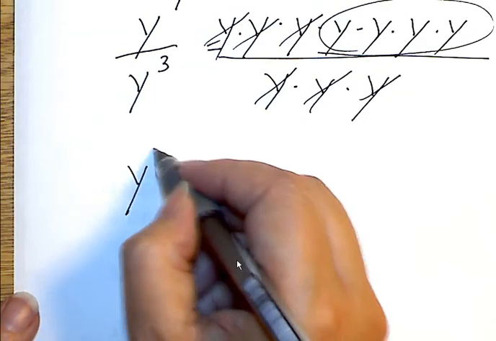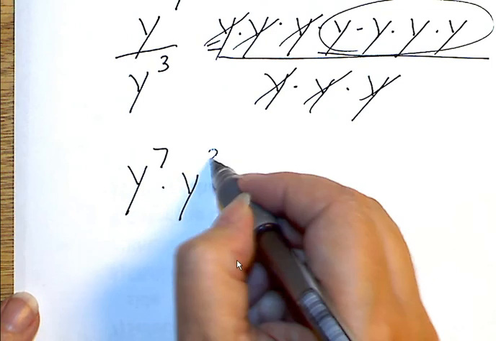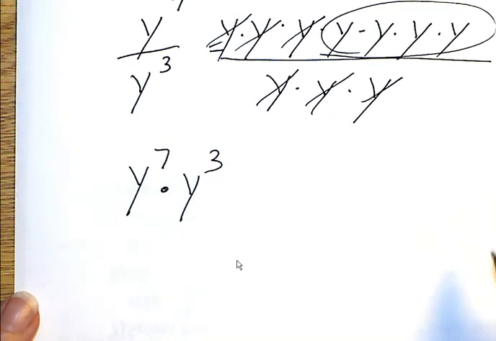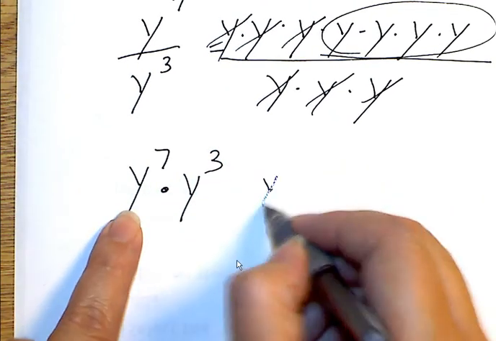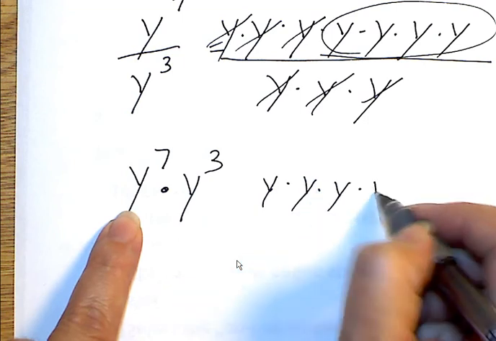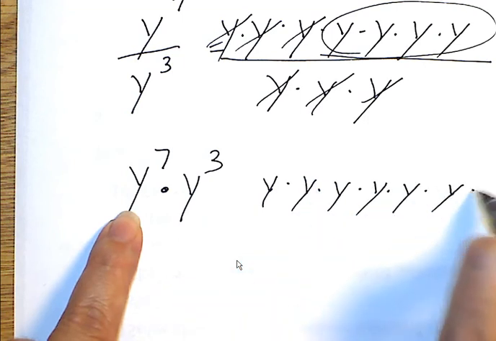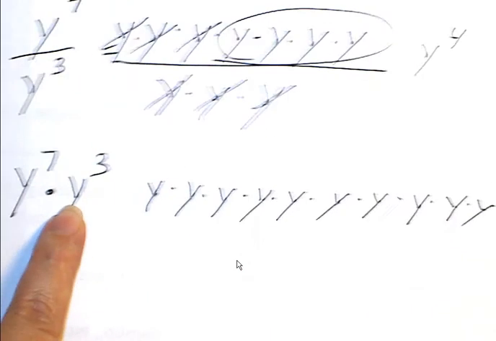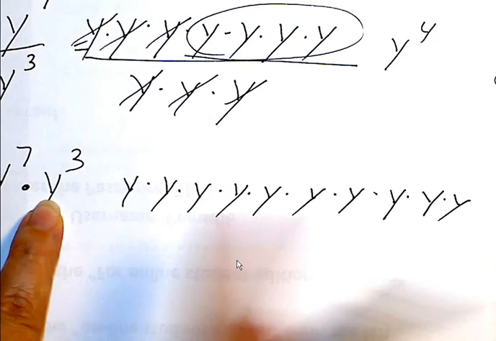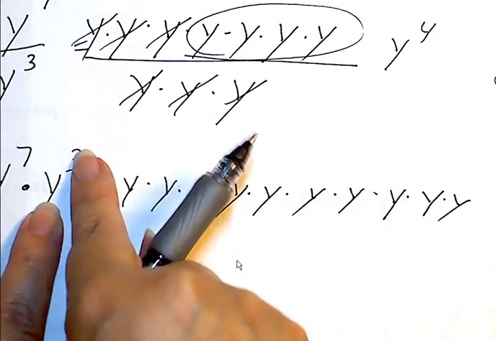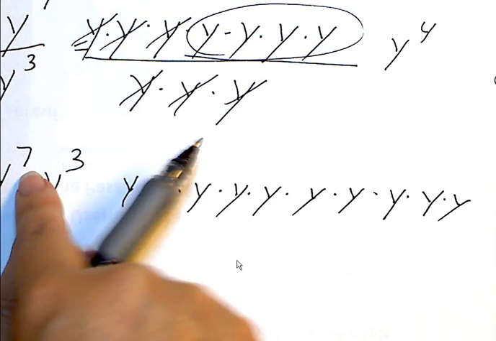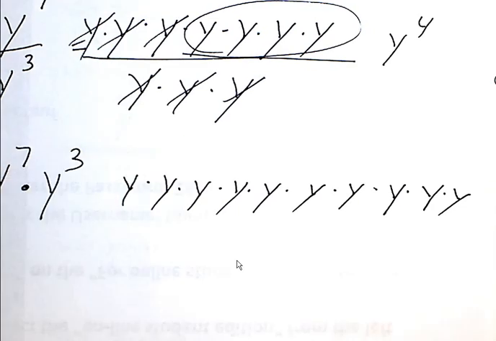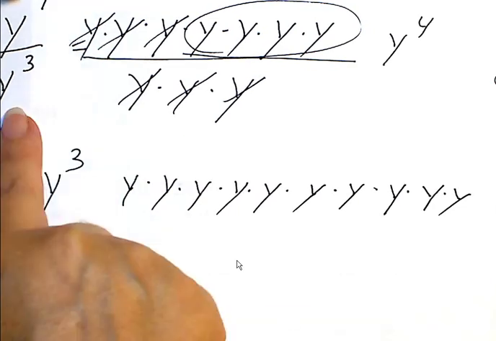But the other way, if you had y to the 7th and y 3, when they're next to each other, you would have 7 of them here, and then you have 3 more still on the top. So they can't cancel each other out. See that? So that's why when they're on the same plane, top or bottom, you would add. If they're opposite each other, that's when you subtract.